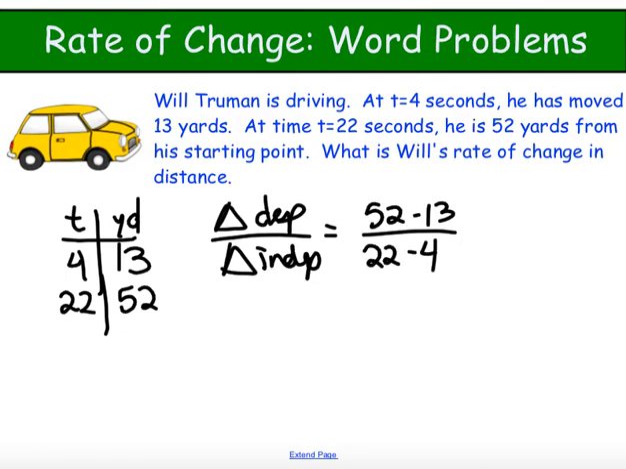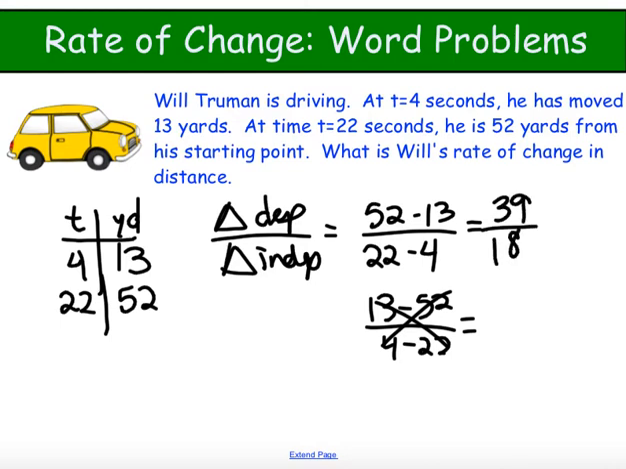I could have switched these. I would have just had to keep it consistent. So doing something like 13 minus 52 over 4 minus 22, keeping them in their positions. That's fine to do. It's just I like to work with positive numbers rather than negative, but that's my choice. Okay, I could have done this just the same. Okay, we get 39 over 18. I can simplify that to 13 over 6, and, well, we're talking about yards per second. So we get 13/6 of a yard per second.